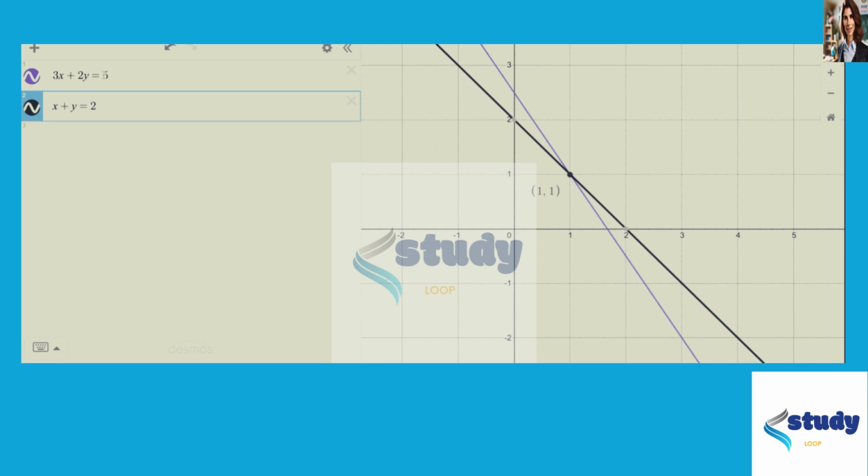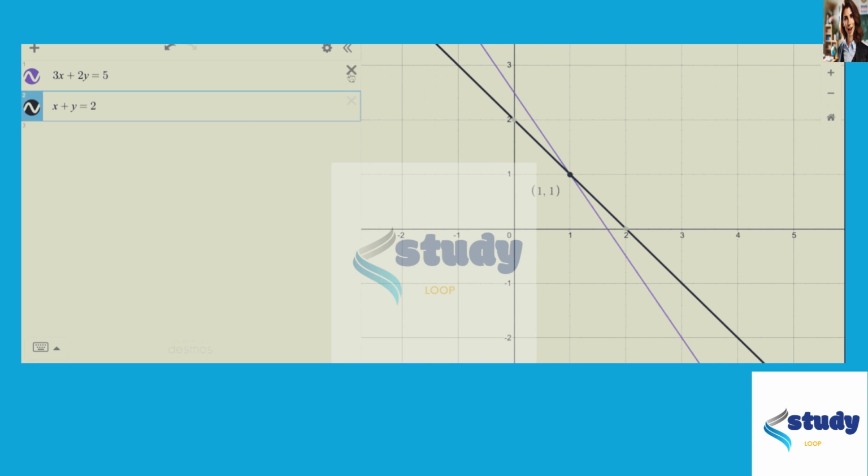We could increase the prices and all this kind of stuff. And these lines would shift around, but they would still have at most one point of intersection. They could have an infinite number of points of intersection if they were the same line, potentially. So that's how we do it.